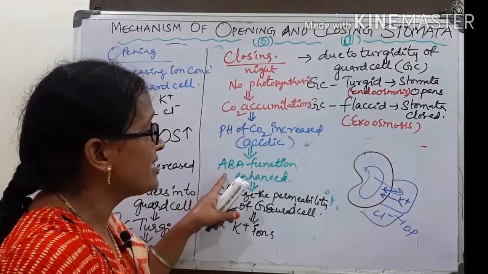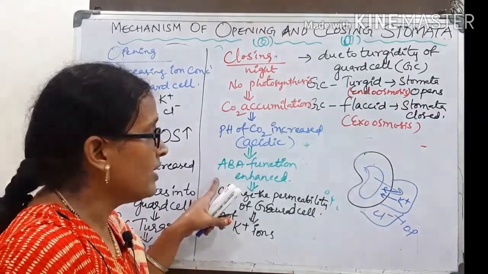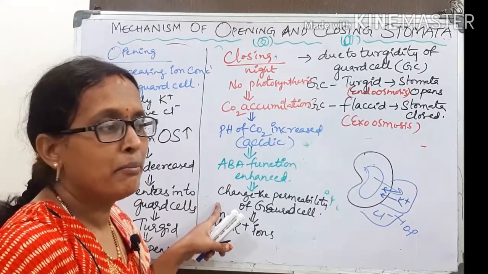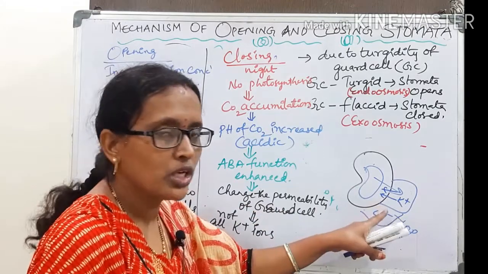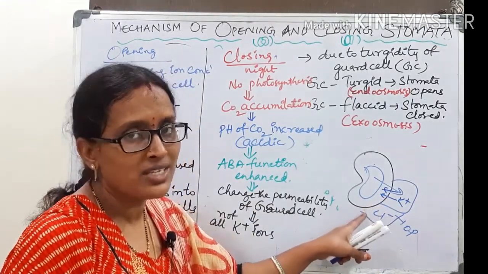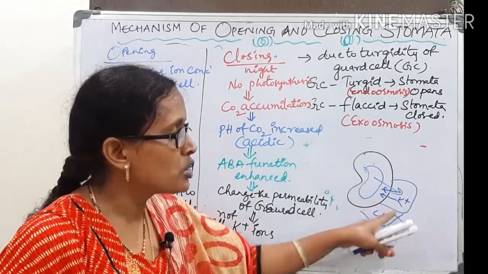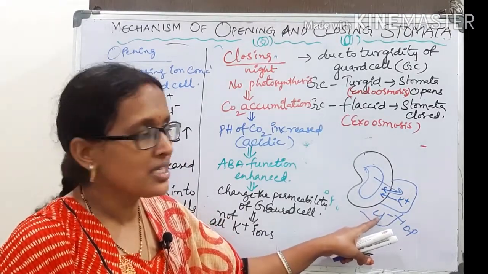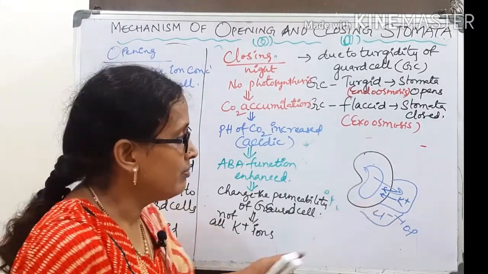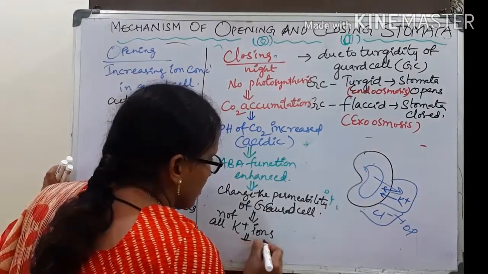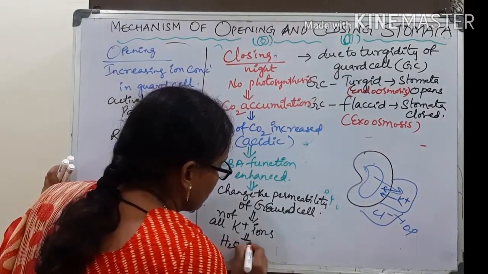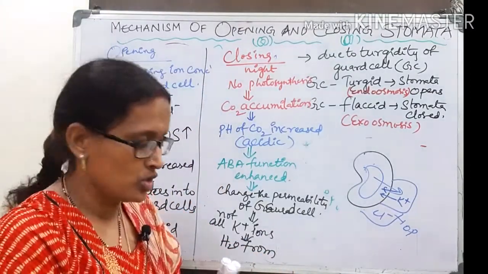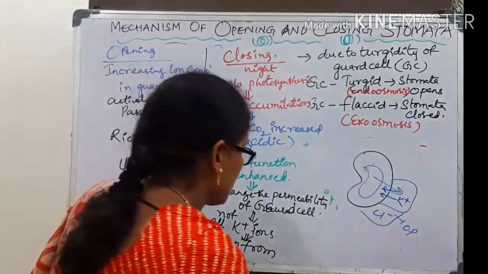ABA is also called the anti-transpirant. So ABA function is enhanced. When ABA function is enhanced, it changes the permeability of the guard cells, meaning it won't accept the potassium and chlorine ions from the subsidiary cells. Ultimately, the concentration of the potassium and chlorine ions is increased in the subsidiary cells. At that time, water from the guard cells moves into the subsidiary cells.